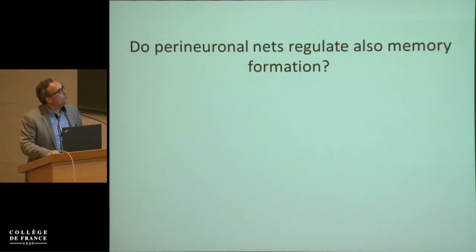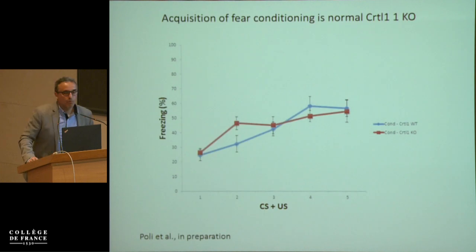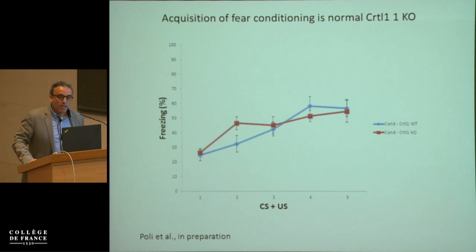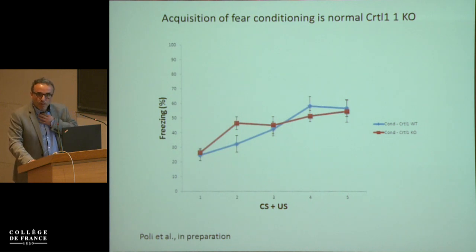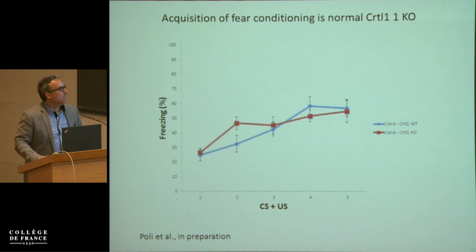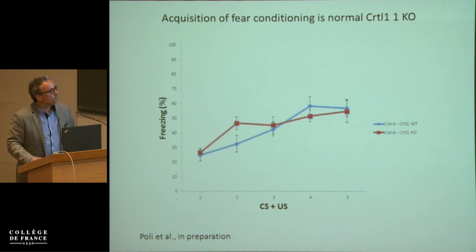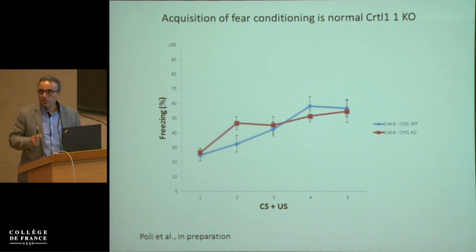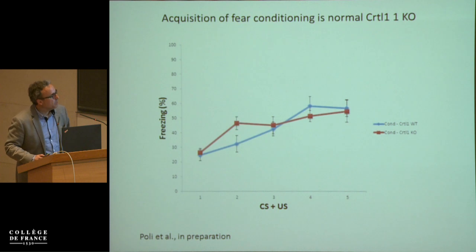We analyzed fear memory because there was a paper by Pico Caroni's group, but again, this was made with chondroitinase ABC, so we didn't really know whether the structure of a perineuronal net was important or not. So we analyzed wild type and knockout animals, and we did this queue fear conditioning, an association between a sound and a shock.